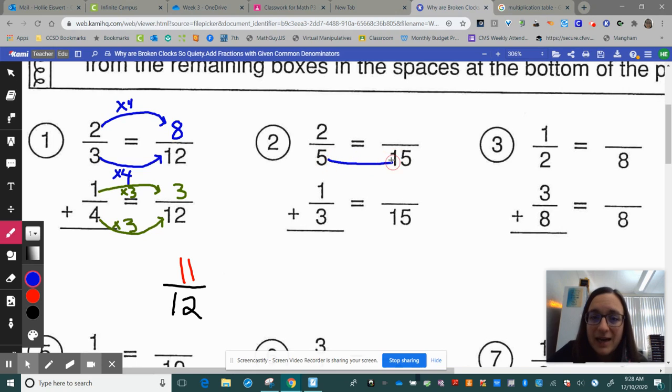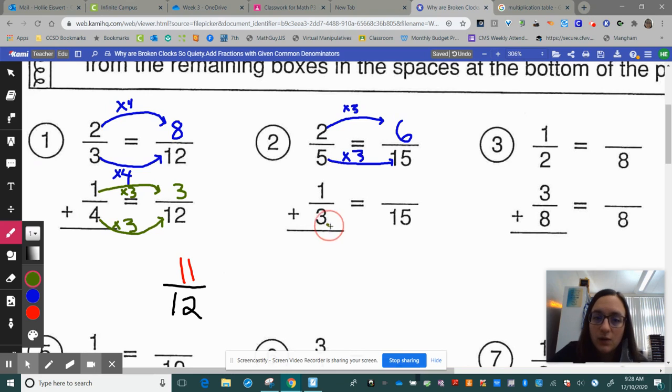So 5 times what gives us 15? Well, 5 times 3 gives us 15. Whatever we do to one side, we do to the other. So 2 times 3 gives us 6. Lovely.